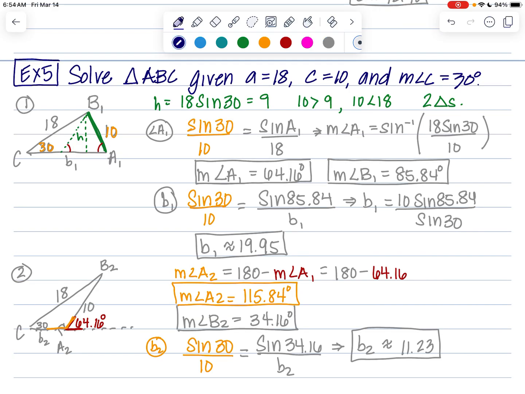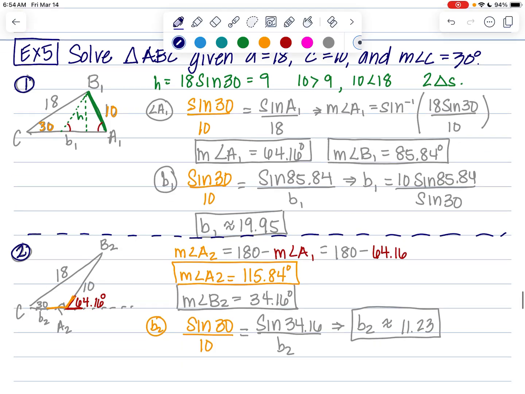Okay, so again, you have your two triangles. You have triangle number 1 with the parameters that were given to you, but just because the side opposite the angle you were given is bigger than the height but smaller than the other side that you were given, you have to consider the fact that there could be two triangles.